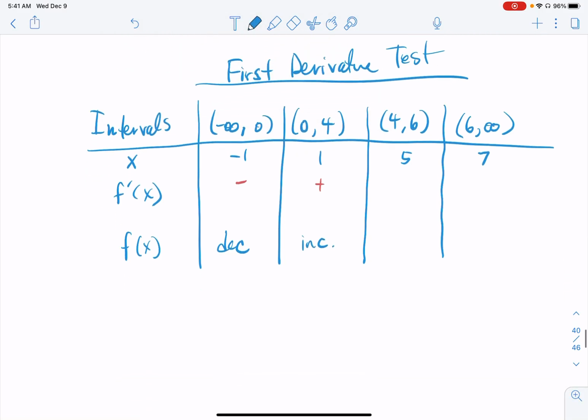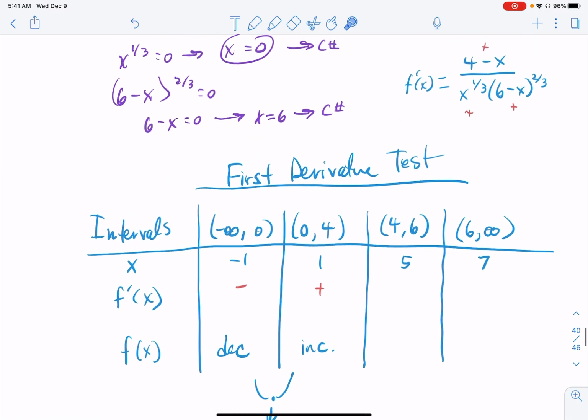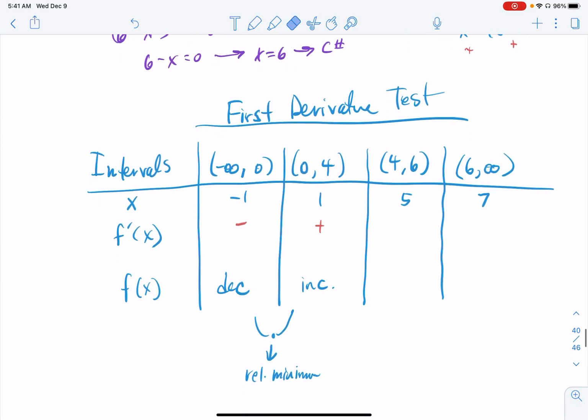I'm going to stop here for a second. I'm decreasing, then increasing. We found ourselves a relative minimum. Why? Because the first derivative changes from negative to positive at 0. Okay, let's keep going.